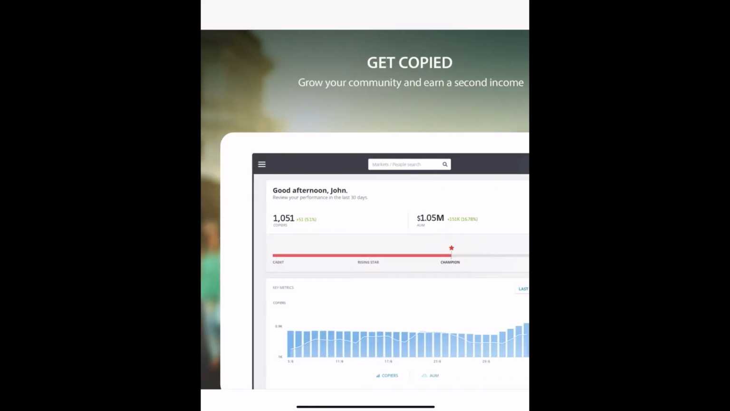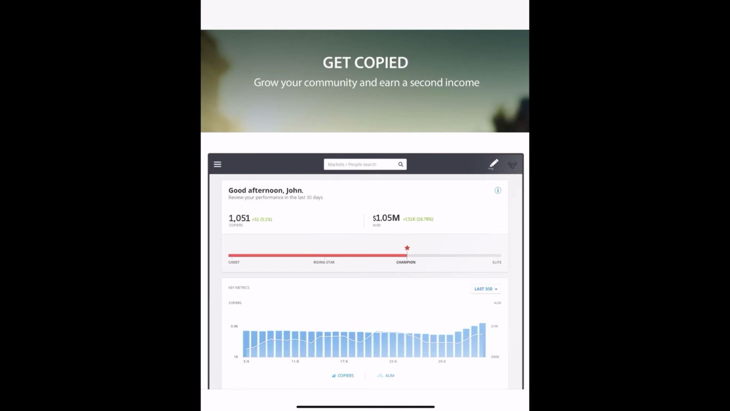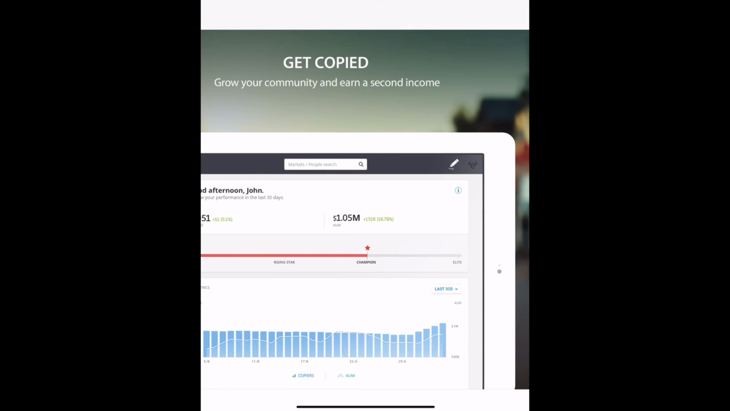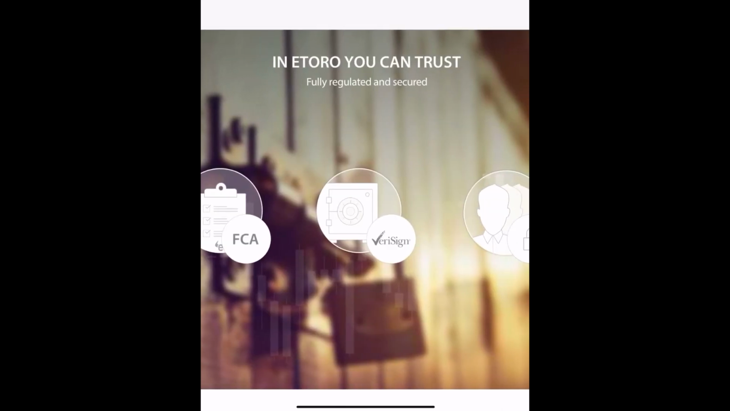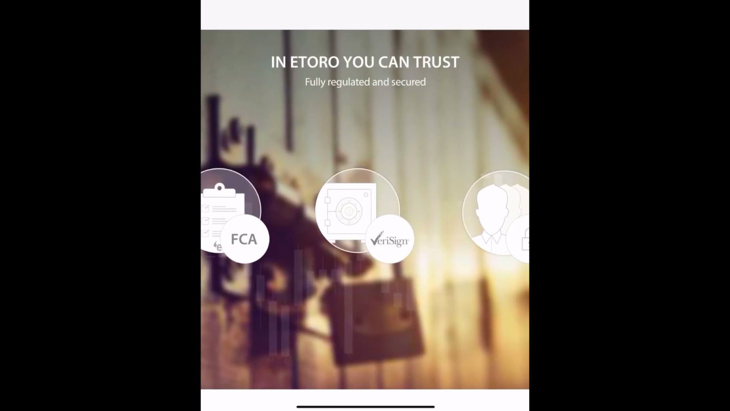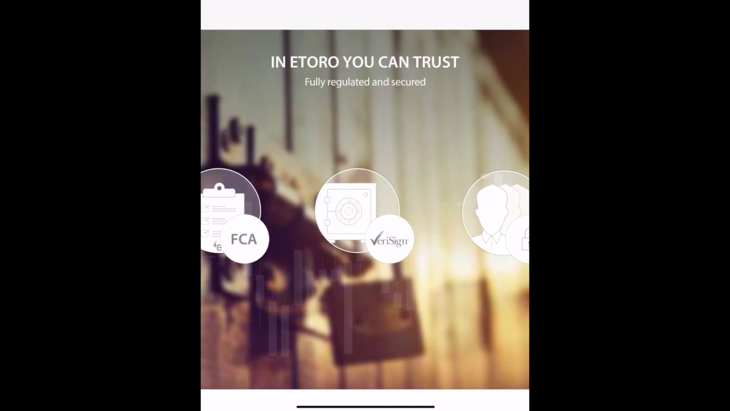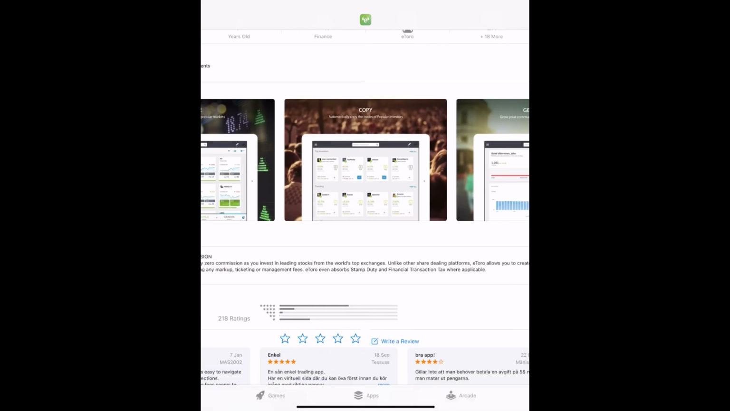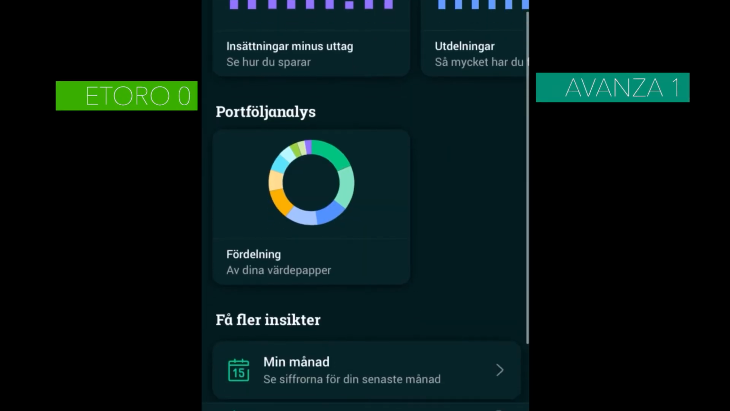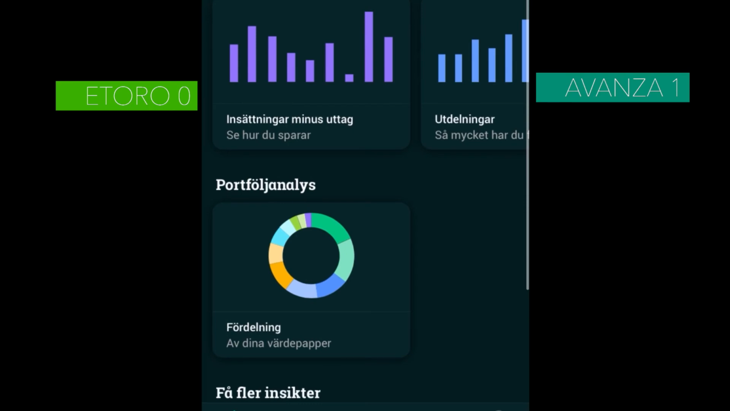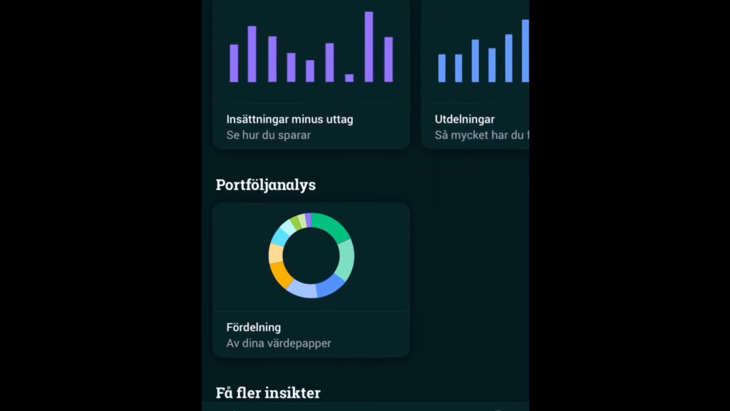You just tell them, okay, this price is going to increase, and you bet on that. And if the price increases, you gain. If it doesn't, then you lose. So it's a different strategy compared to Avanza, where you buy the actual share and you wait for the price to go up or down. Now in Avanza, I think it's more detailed, especially the portfolio part, as I showed you in my last video.